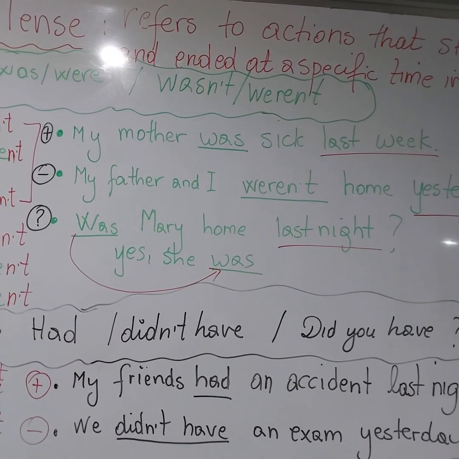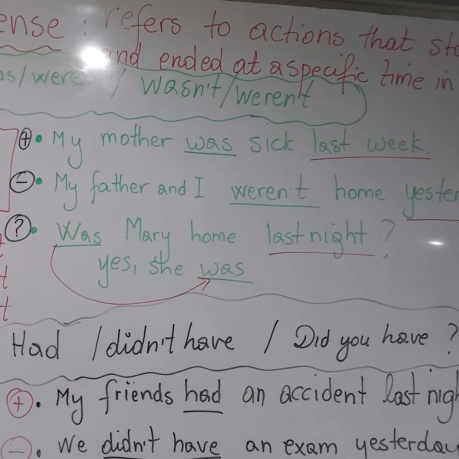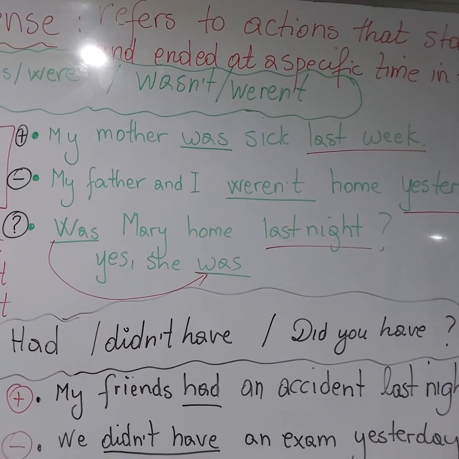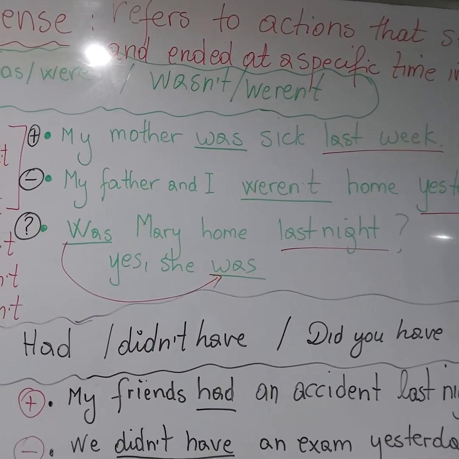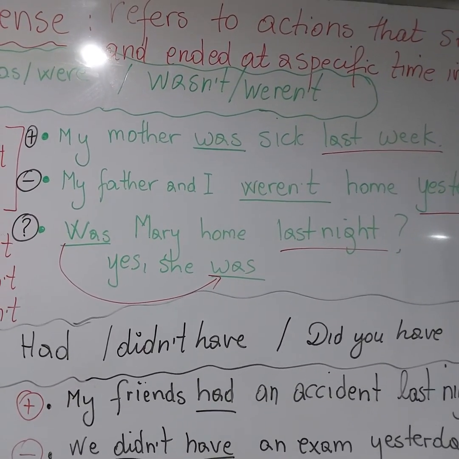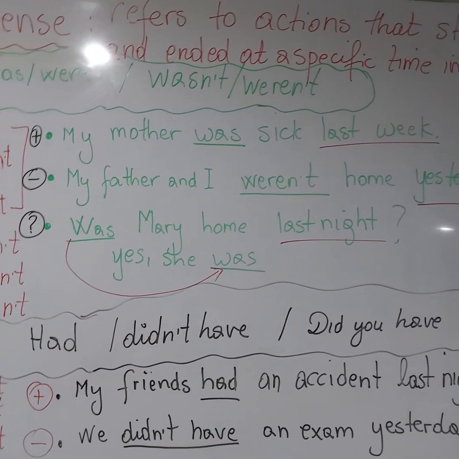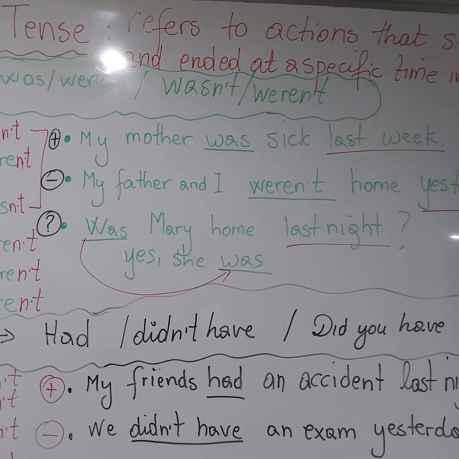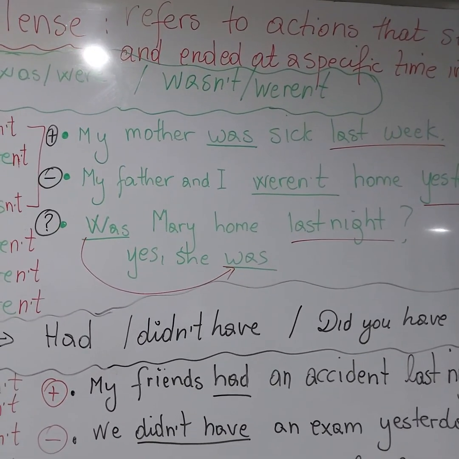Let's see the subject, Mary. Mary is she. So in this case, you need was. Was Mary home last night? Yes, she was, or no, she wasn't. If you make a question with was, then the short answer would be was as well. If the question is, for example, were your parents home last night? Yes, they were. So be careful, see the subject of the sentence carefully, and then conjugate the verb.